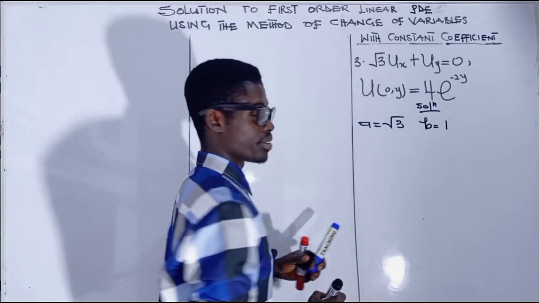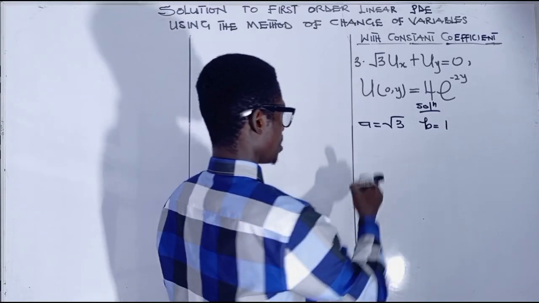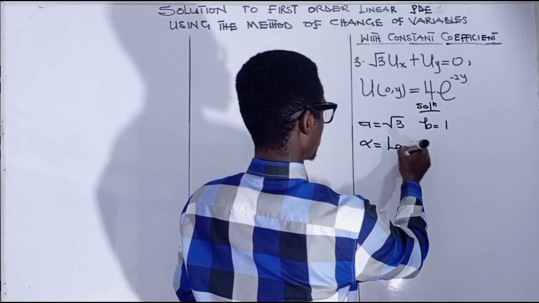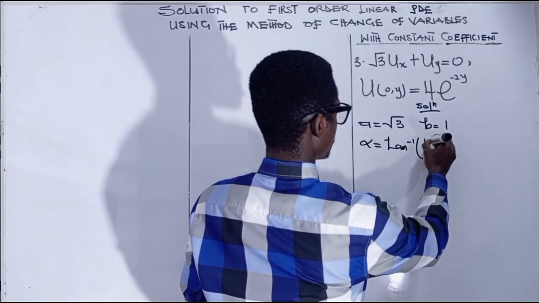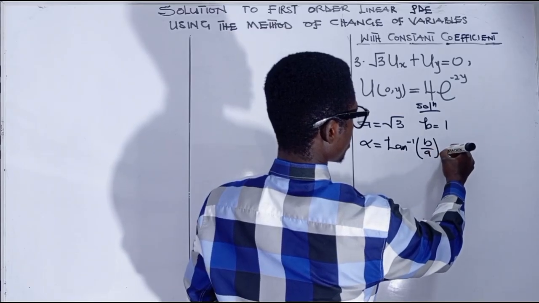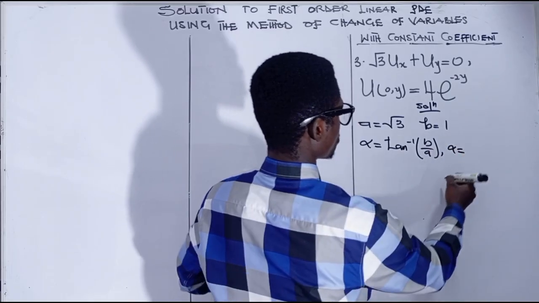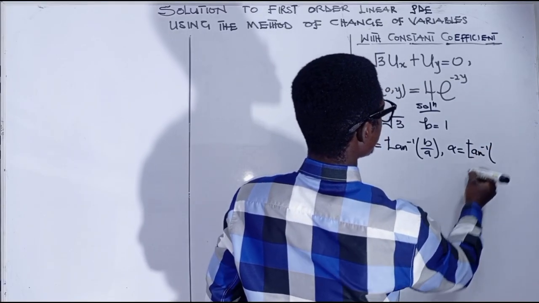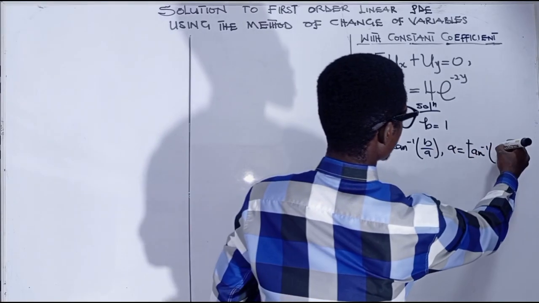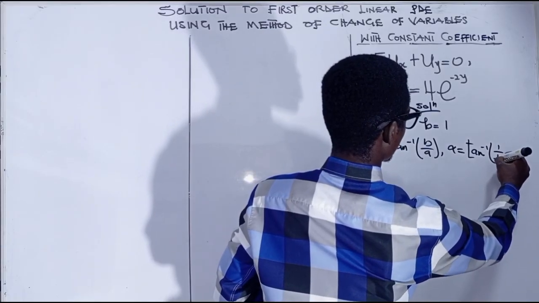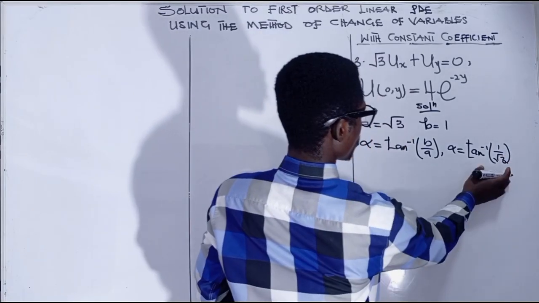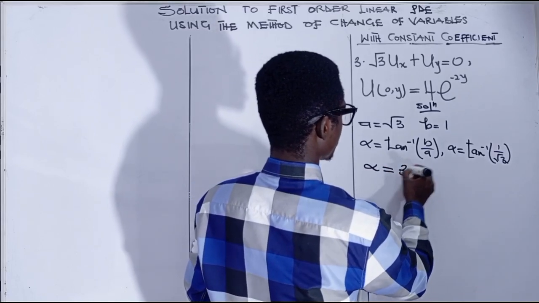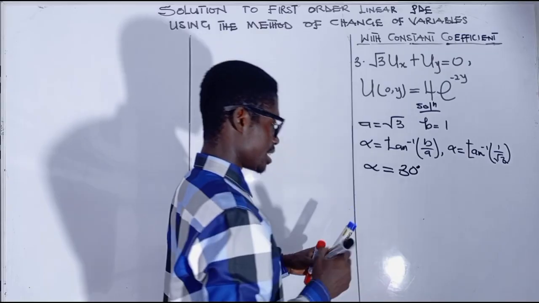Once we have this, we find our angle, which is alpha. We know that alpha, the angle, is given as tan inverse of b all over a. So we have alpha is equal to tan inverse of b, which is 1, and a, which is root of 3. When you punch it into your calculator, alpha is equal to 30 degrees. Very, very easy and simple.